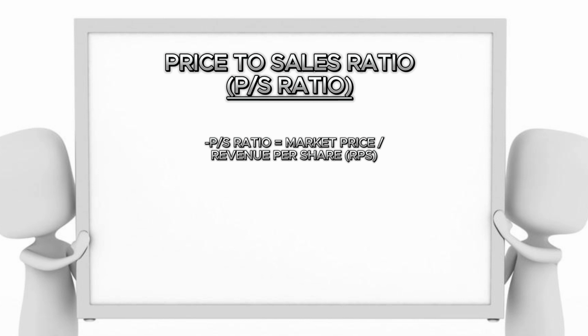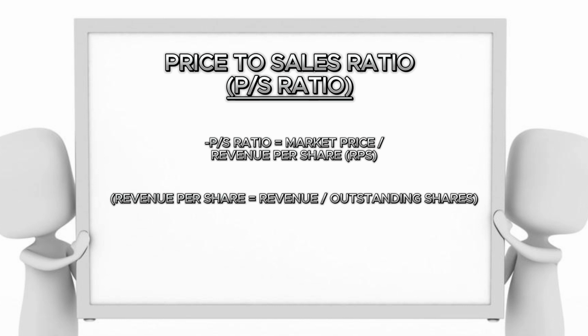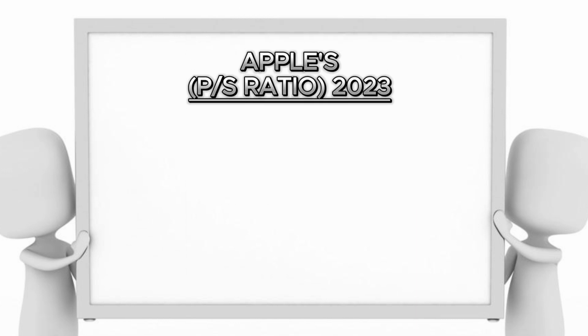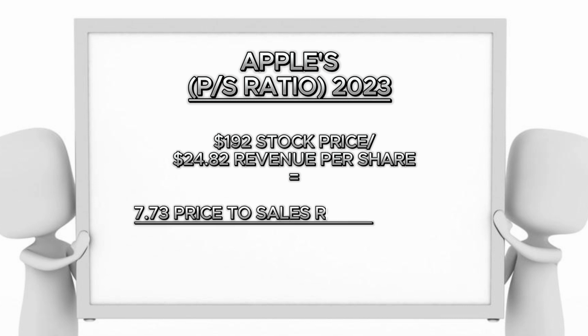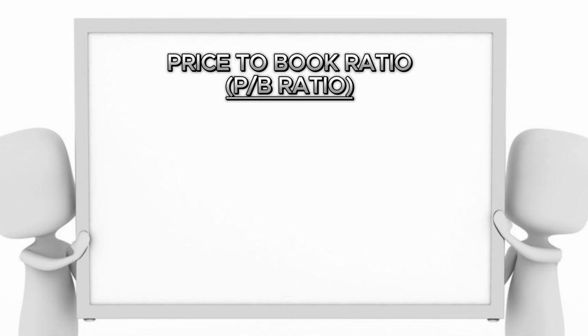Revenue per share is like the earnings per share that we previously talked about, but instead of dividing the net income by the outstanding shares, we divide the revenue by the outstanding shares. The market price for Apple was at $192 divided by the revenue per share of 24.82, so the price-to-sales ratio would be 7.73. The next one is price-to-book, PB ratio.